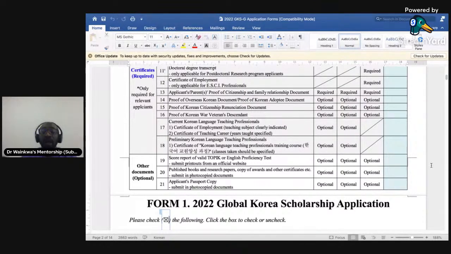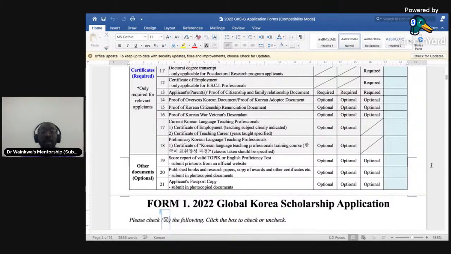And again, your English score and your topic score, even though they put it as optional there, it's important you add them when you're applying for the Global Korean Scholarship. The reason is that when you add these documents, it will help in boosting up your application. Especially if your program is to be taught in Korean, you can add a Korean class certificate, or if you've taken a professional Korean course, you should add it.